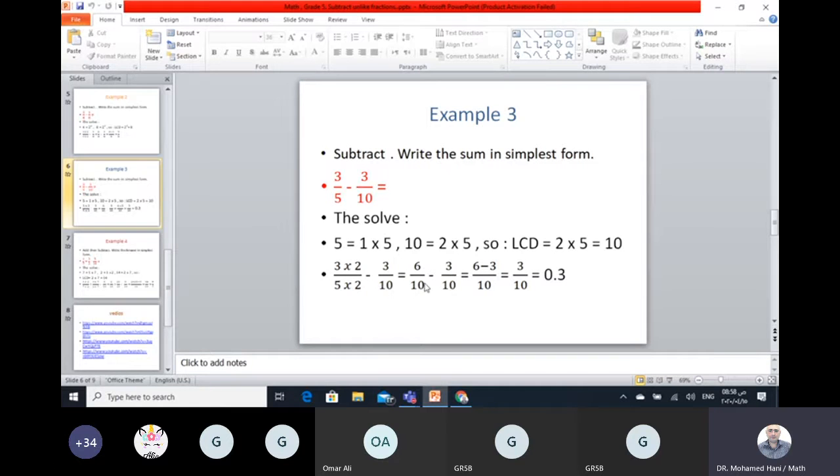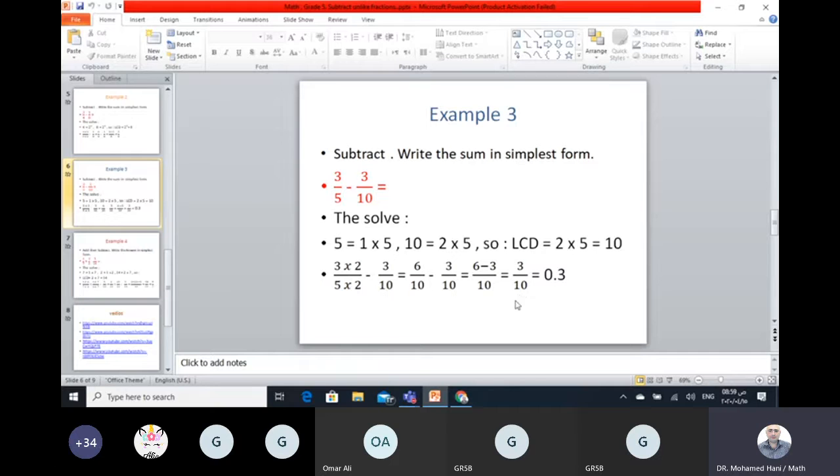Now as you see here, we have the same denominators, which means we have like fractions. So I can now subtract. How? Use the rule. Subtract just the numerators, then put the same denominator. 6 minus 3 over the same denominator, over 10. 6 minus 3 will be 3.